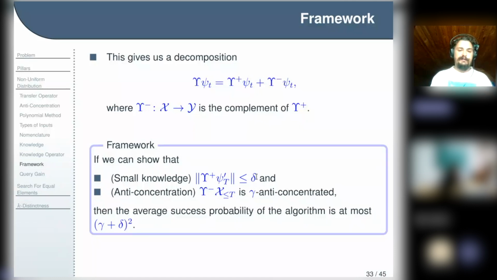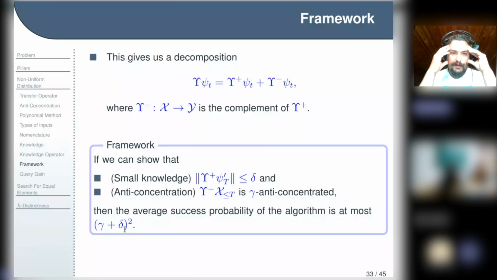Another thing is the same as before, but on the part without knowledge, the upsilon minus part. I need that it is, sorry, it should be strongly gamma anti-concentrated. Oh, no, sorry, it's okay. It's gamma anti-concentrated. I'm confused myself. So this is a subspace, and this subspace should be gamma anti-concentrated. This means that any state in this subspace is strongly gamma anti-concentrated. Then the average success probability of the algorithm is at most gamma plus delta squared.